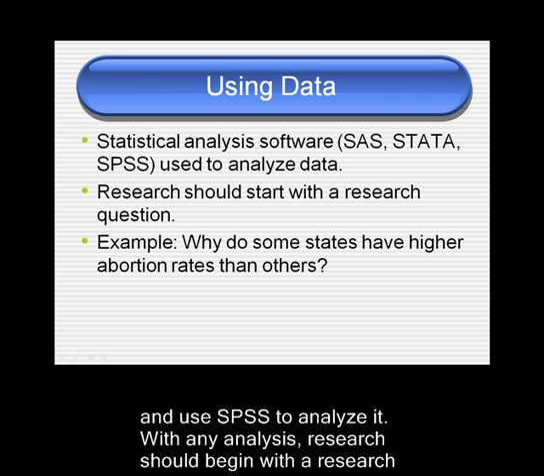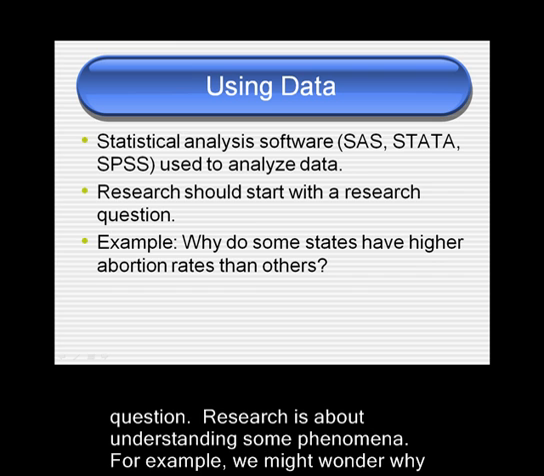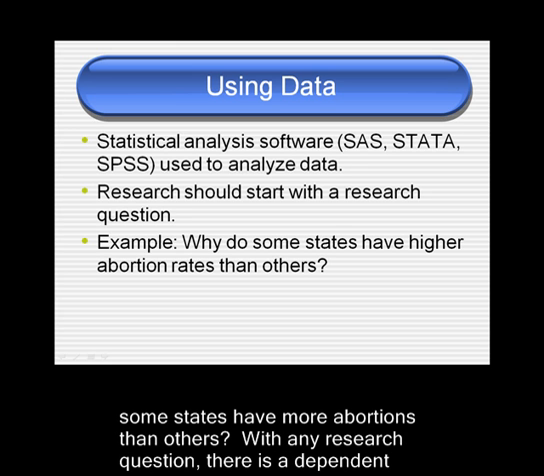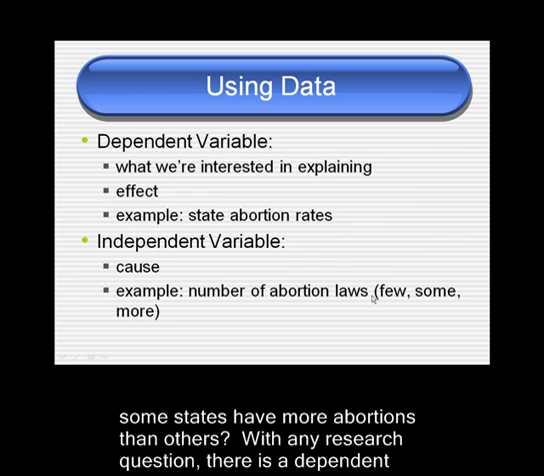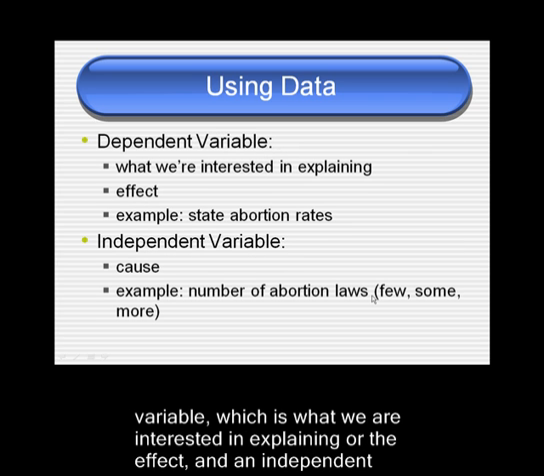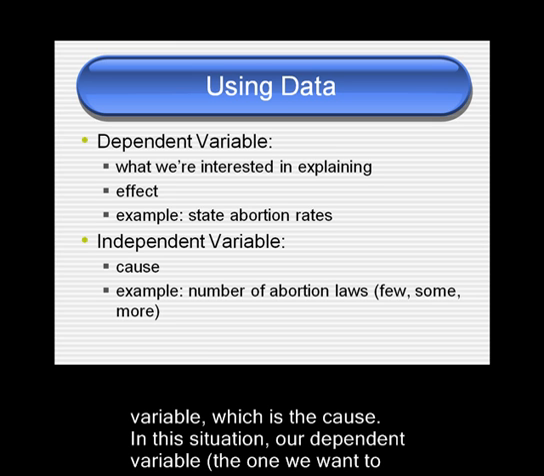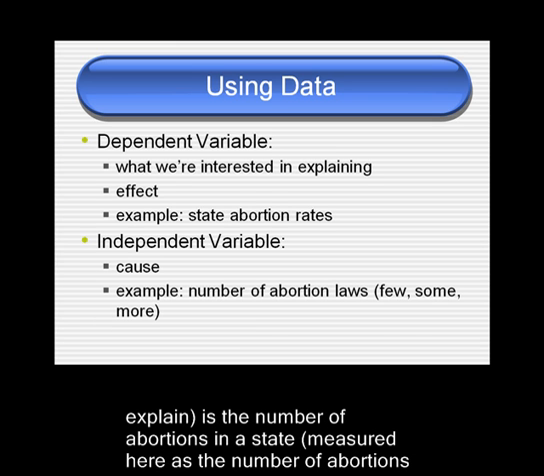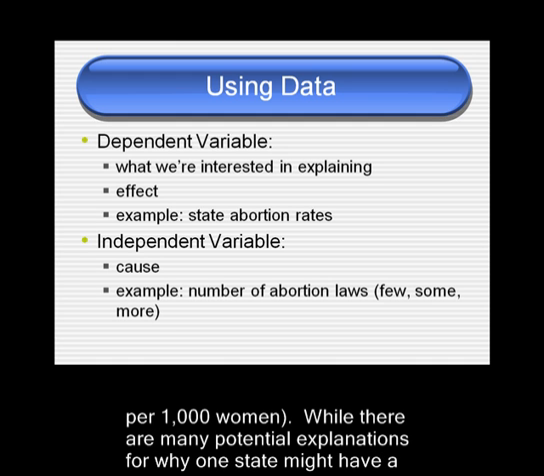With any analysis, research should begin with a research question. Research is about understanding some phenomena. For example, we might wonder why some states have more abortions than others. With any research question, there is a dependent variable, which is what we are interested in explaining, or the effect, and an independent variable, which is the cause. In this situation, our dependent variable, the one we want to explain, is the number of abortions in a state. Measured here is the number of abortions per 1,000 women.